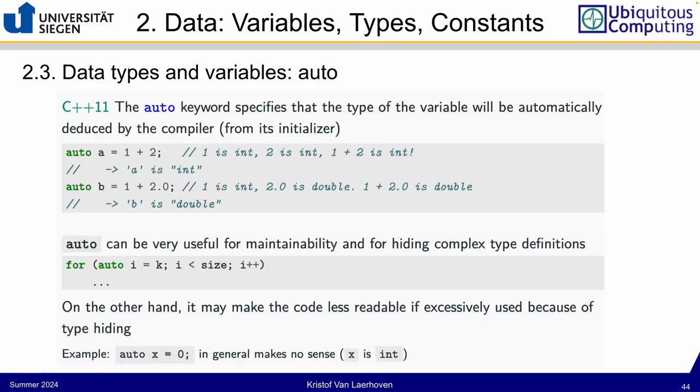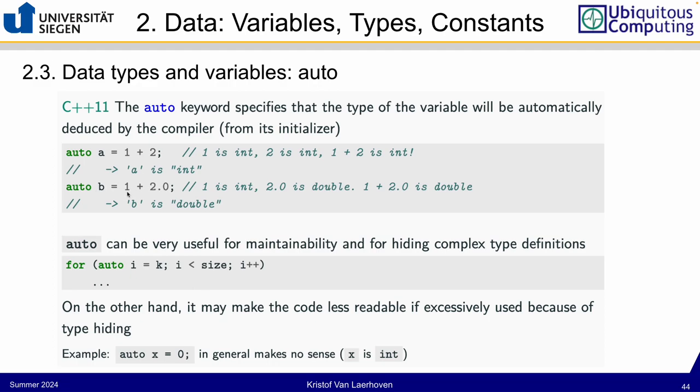Now, what we can do in C++ in a later standard, so in C++11, is postpone this decision a little bit more. So we can say we have here a variable a, and we say this is of type auto, which is not really a type. It means that we give C++ the instruction to make the most of this. So in this case, a is 1 plus 2. Both of them are integers, so therefore a is an integer, and a is automatically put as an integer.